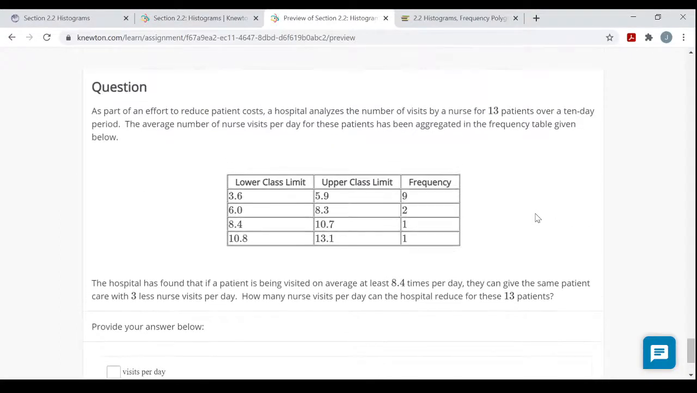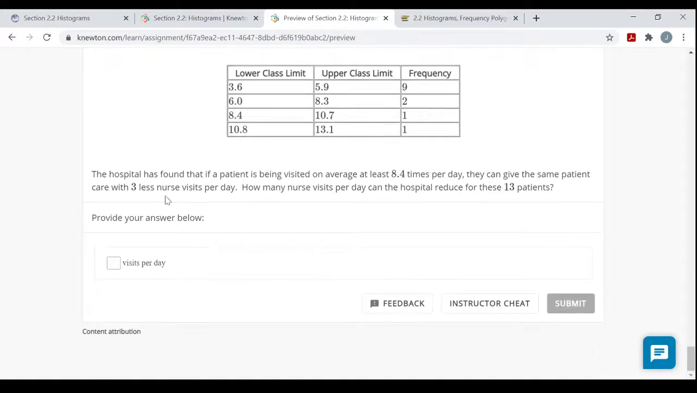Now they have the table already filled in for me. This is the same table that we just made, written out for us. And now they have a question. The hospital has found that if a patient is being visited on average at least 8.4 times per day, they can give the same patient care with 3 less nurse visits per day. So how many nurse visits per day can the hospital reduce for these 13 patients that are referenced here?